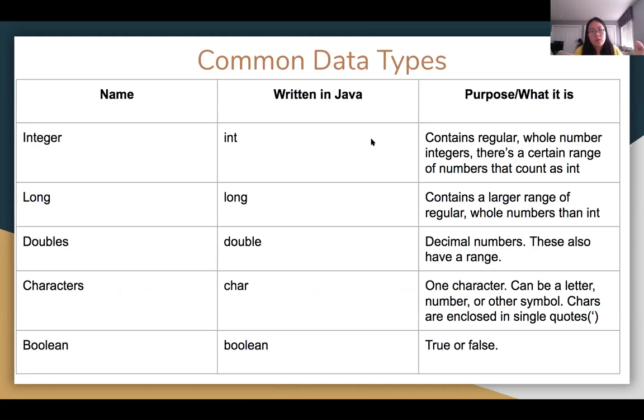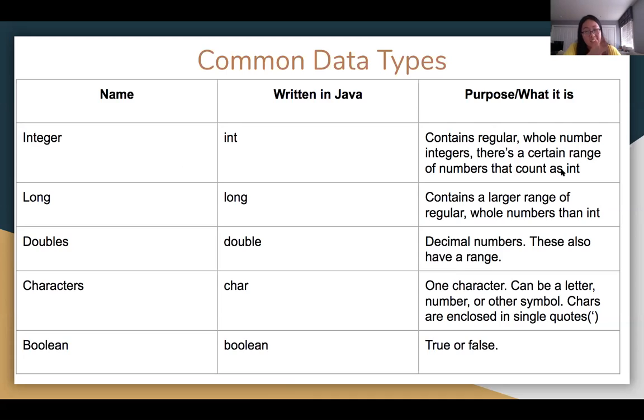So we have a table here, and these are the common data types. The first one's name is integer. And you probably have heard this in your math classes, depending on where you are. Written in Java it is int, lowercase i. And this contains regular whole number integers. There's a certain range of numbers that count as an int.